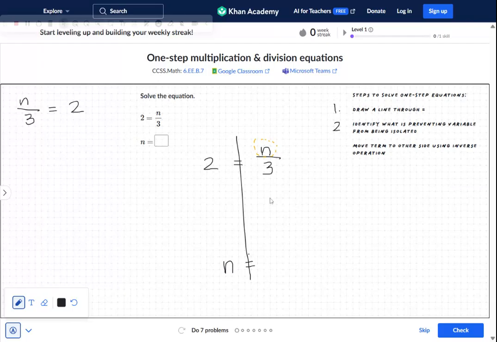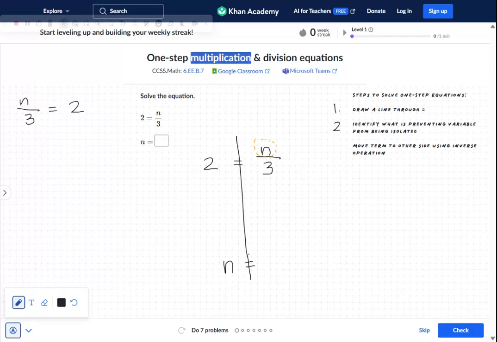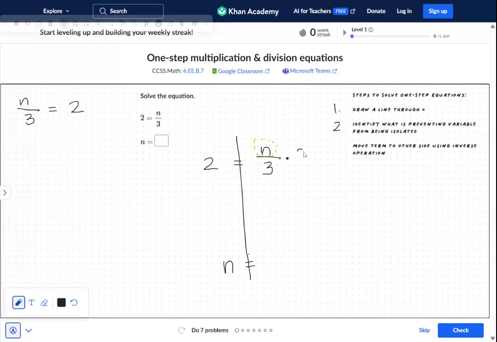So inverse operation is just the opposite operation of what's happening. So looking at this, we've got n divided by 3, right? Divided by, it's division. So inverse of division is going to be multiplication. So we're going to multiply both sides by 3. Again, remember the reason why we have to do it to both sides of our equation is to make sure our equation stays balanced, like imagining like a scale.